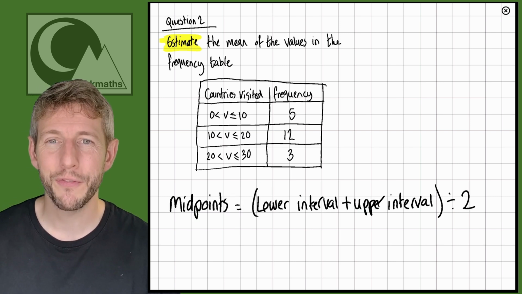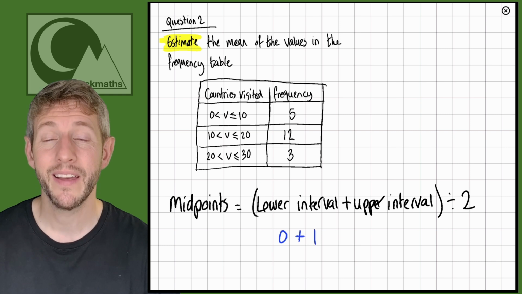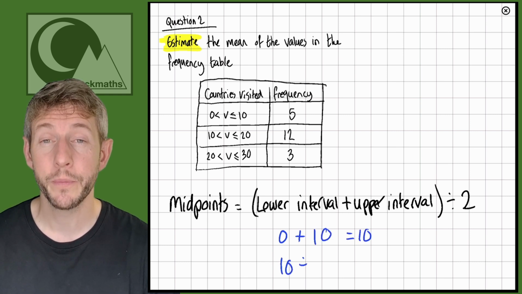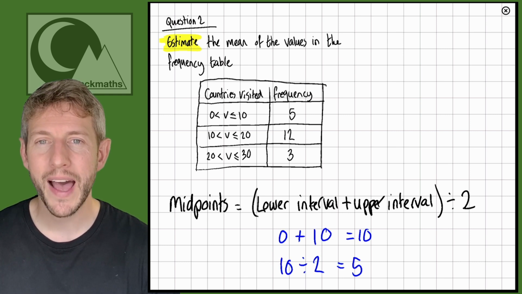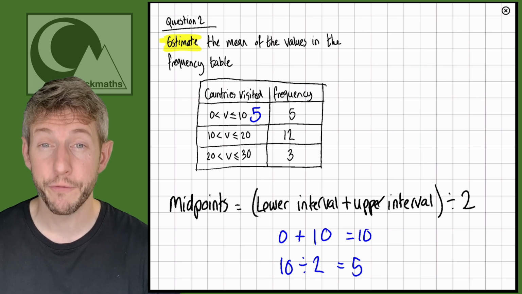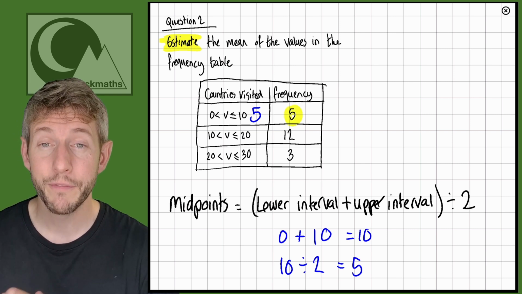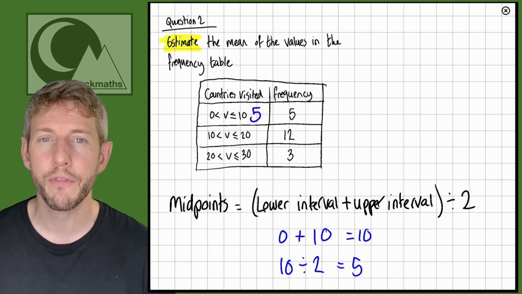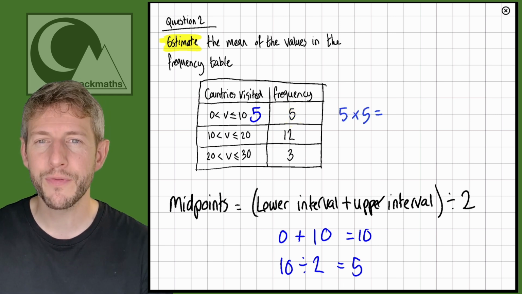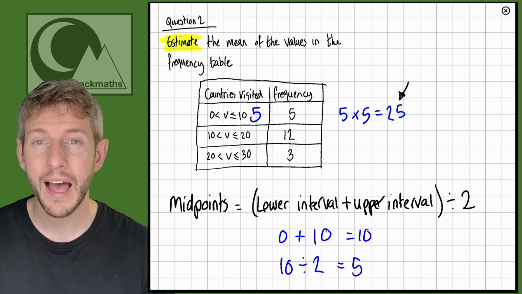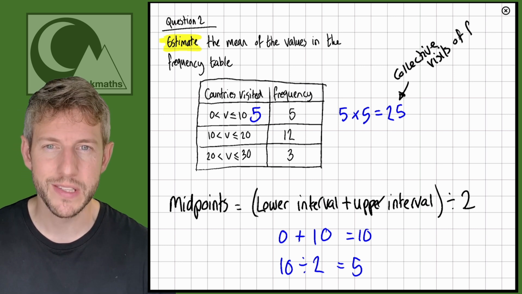So the midpoints for the first one, we're going to do 0 add 10 equals 10. 10 divided by 2 equals 5. So our estimate for the number of countries visited for the first row will be 5. Okay, we can now see that 5 people visited that, so 5 times 5 is 25. So we're going to estimate that those 5 people in this first row have collectively visited 25 countries.